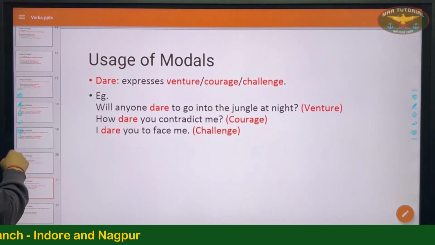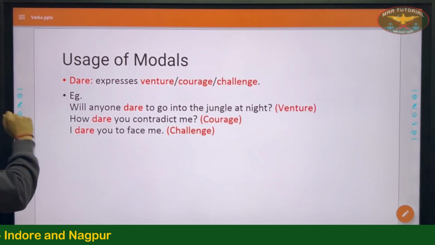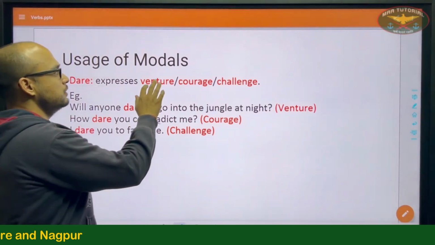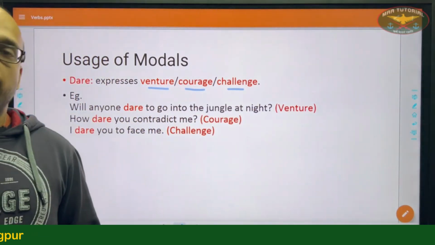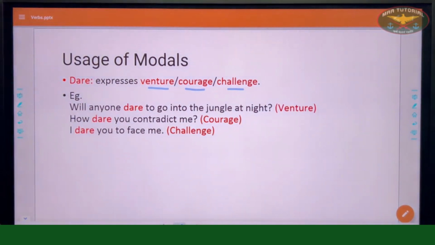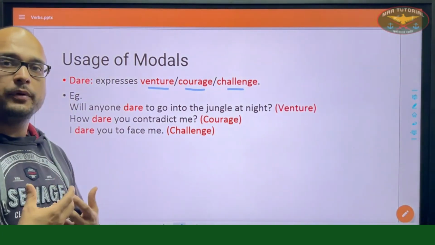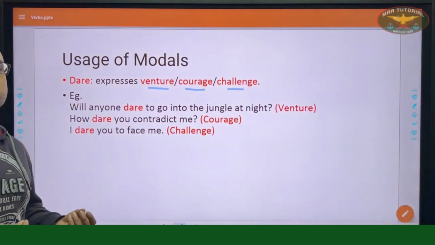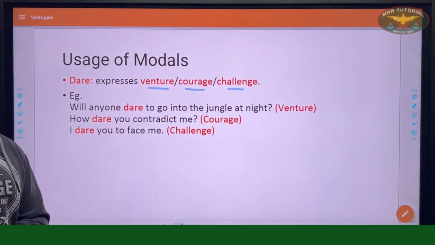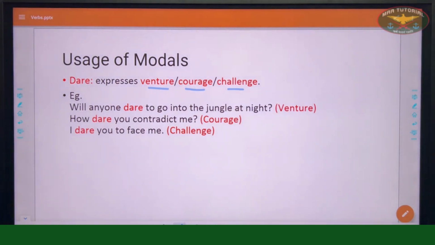Our next modal is dare. It expresses venture, courage and challenge. What is venture? Venture is an adventure. Any task that you take up to perform is a venture. Studies are a venture, a job is a venture, living is a venture, going out with friends is a venture. Anything at all is a venture, short or long.